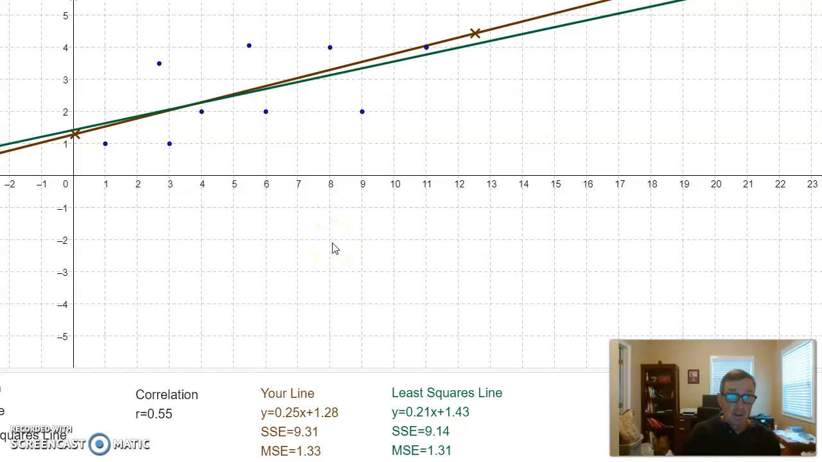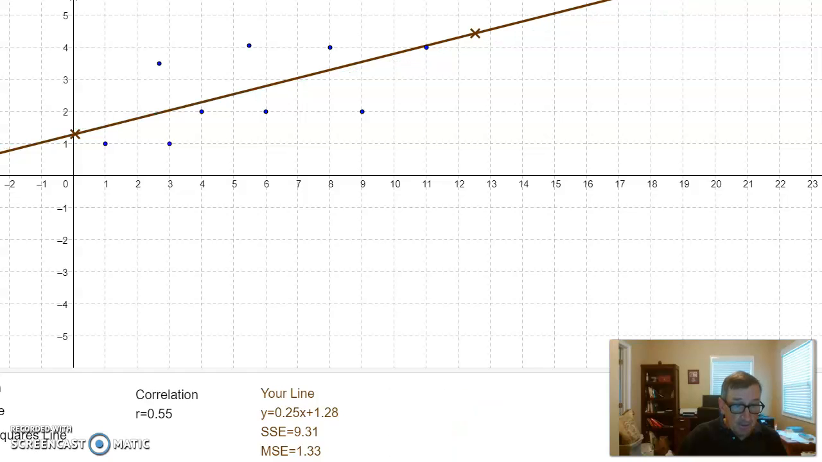So if I was to plug in all these values from the scatter plot into my calculator and do the linreg command, this is the slope and the y-intercept I would get: 0.21 for the slope and 1.43 for the y-intercept. Now here's one more thing I can do before we finish.